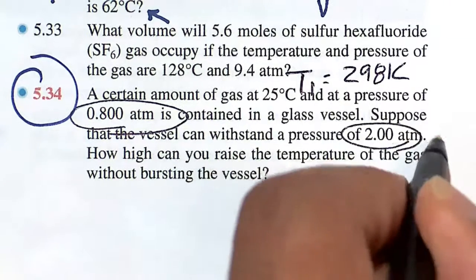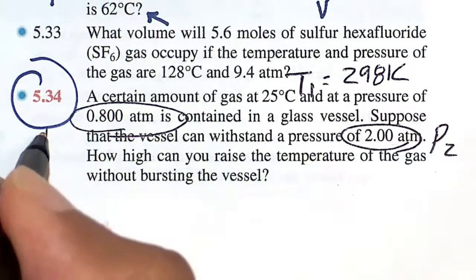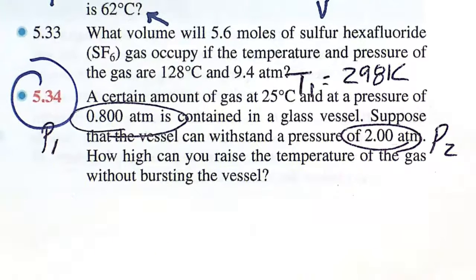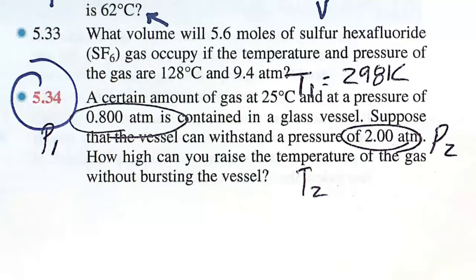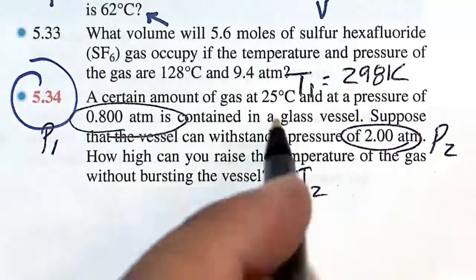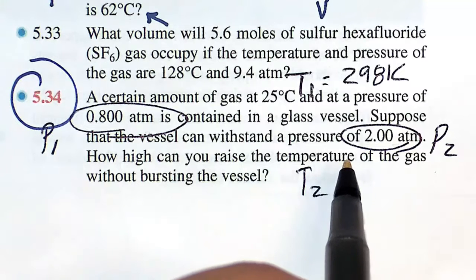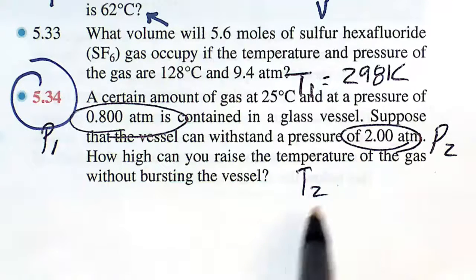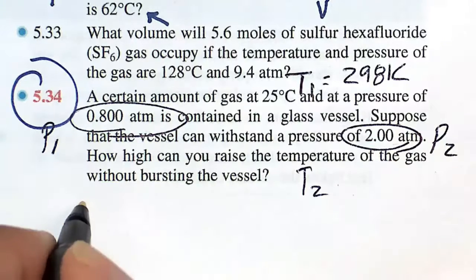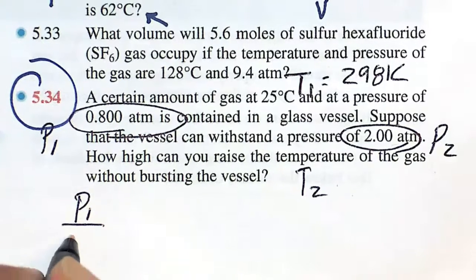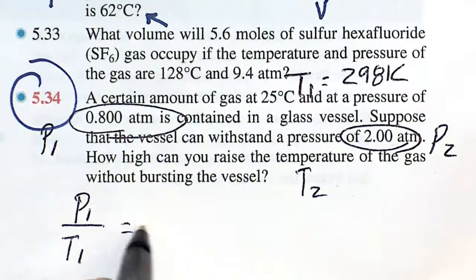We're going to call this P2 and call this P1. How high can you raise the temperature, we'll call it T2, of the gas without bursting the vessel? So if it can withstand a pressure of 2 atmospheres, let's go ahead and get this all the way to 2 atmospheres. By Charles' law, at P1 there's going to be a temperature T1.